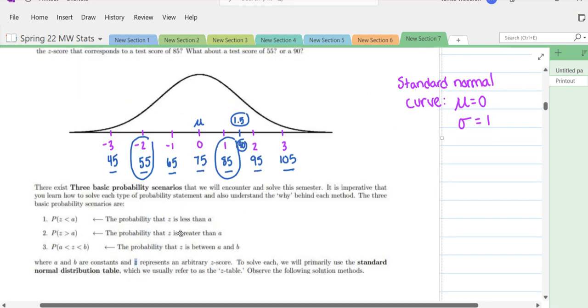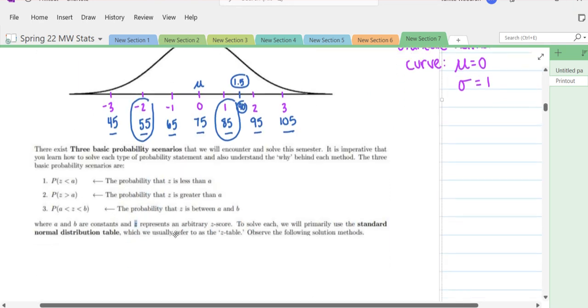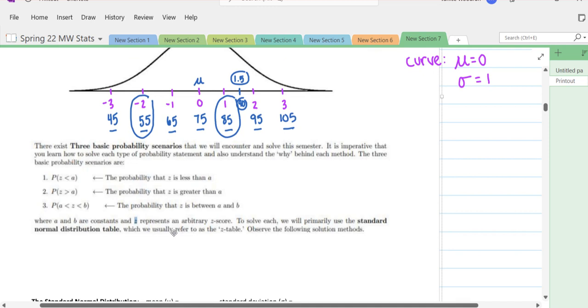Let's just look at a couple more scenarios here so I can show you, and then we'll do some examples. Okay, so there's going to exist 3 basic probability scenarios that we're going to encounter. We need to learn how to solve each type and understand why. All right. So the first one is the probability that z is less than a. Okay, so what that looks like is we're going to the left. Less than would be left on the number line.